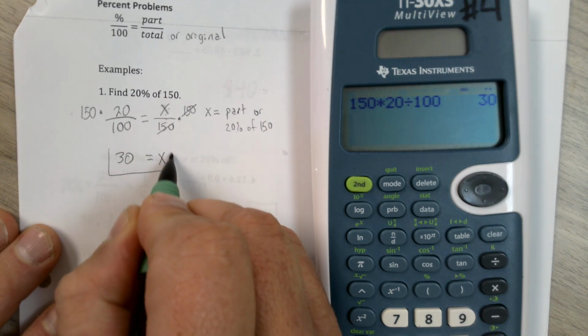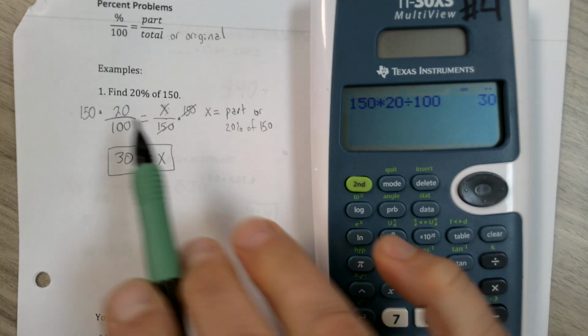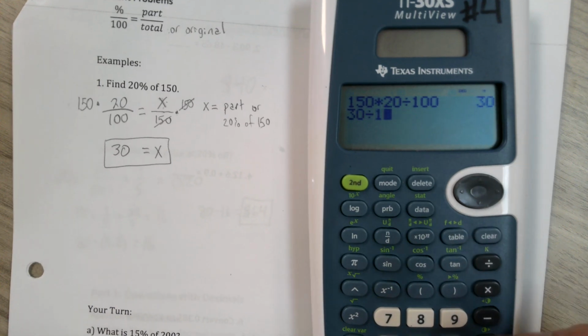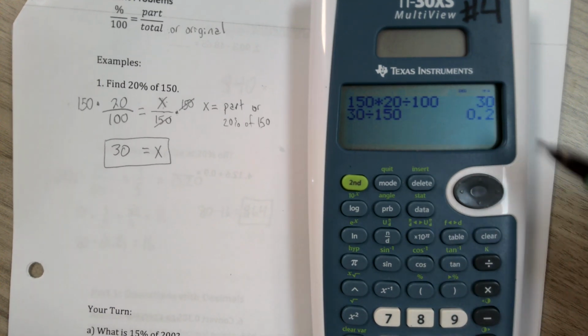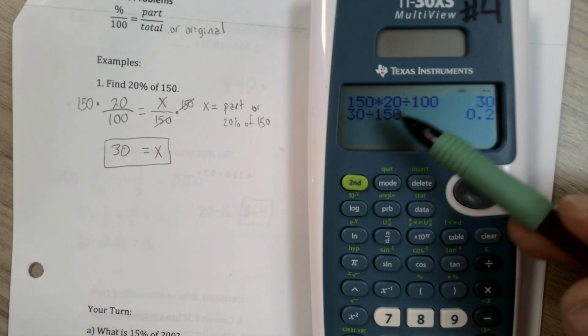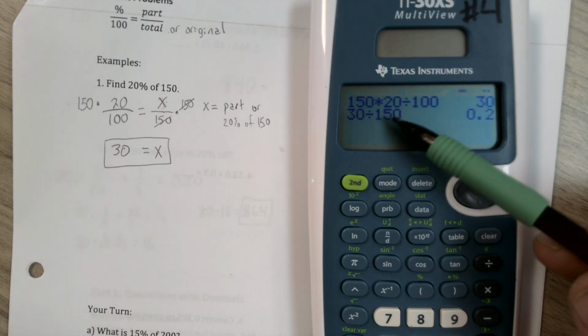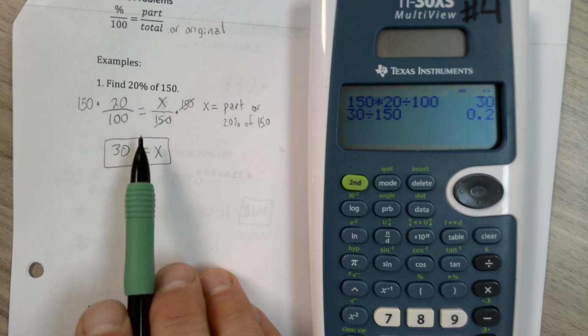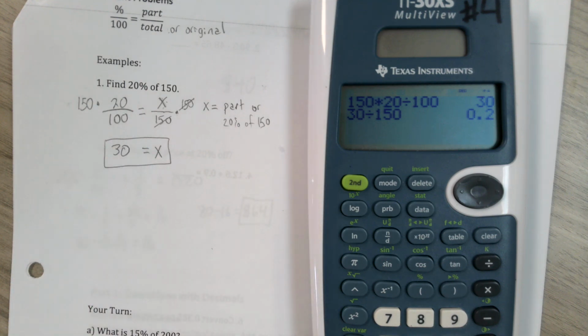And that's my answer. So 20% of 150 is 30. If I do 30 divided by 150, I do get a 0.2. And a 0.2 is a 20%. So just to confirm that this is 20% of 150, that answer is correct.